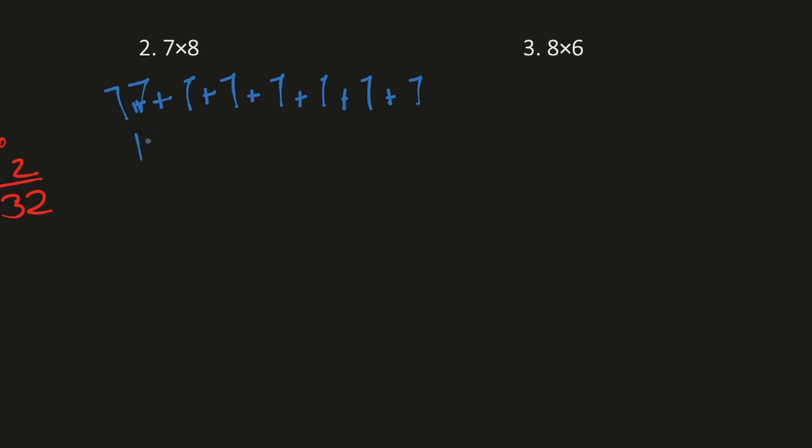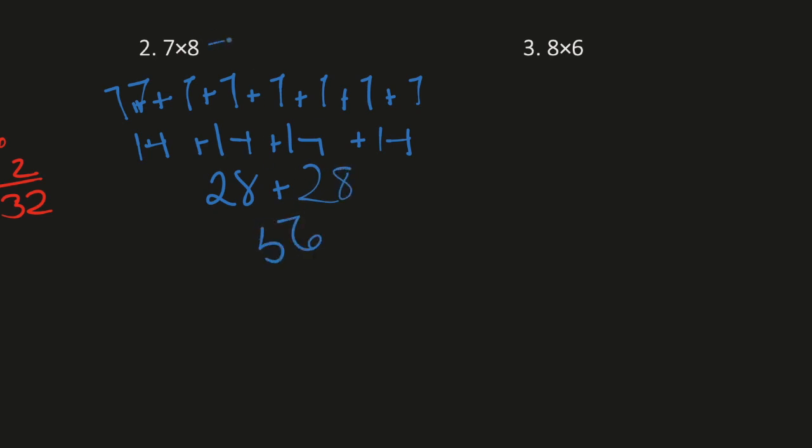7 plus 7 is 14, and then these two would also equal 14, then these two would also equal 14, then those two would equal 14. Then we do 14 plus 14, which is 28, and then 28 plus 28 is 56.